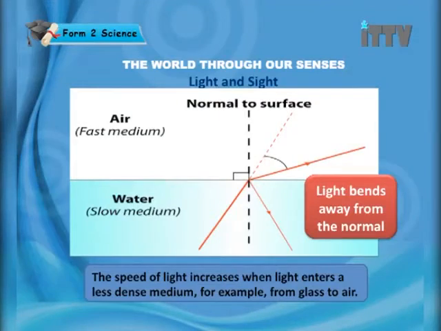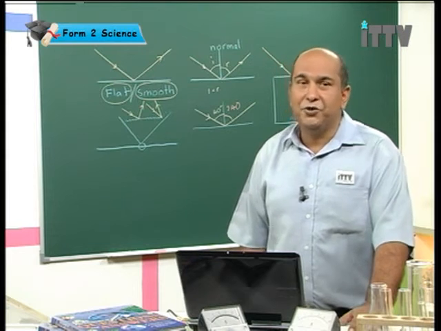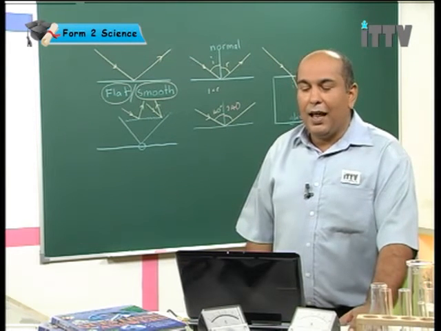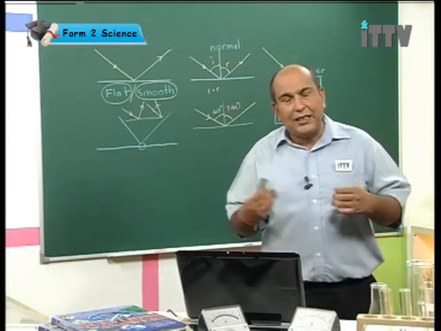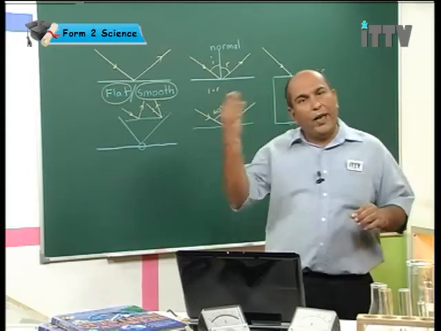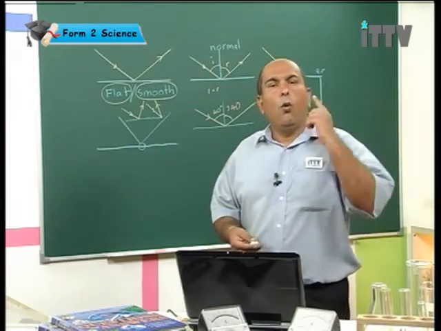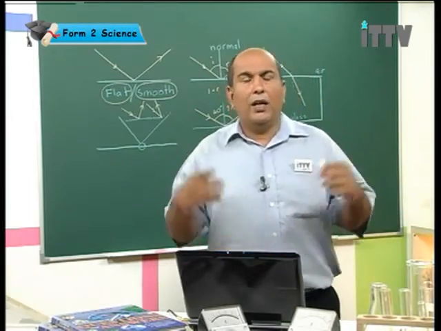The speed of light increases when light enters a less dense medium. For example, from glass to air, or from water to air. Light bends away from the normal. So when you become faster, you move away from the normal. Why is this important? Well, I'll tell you.